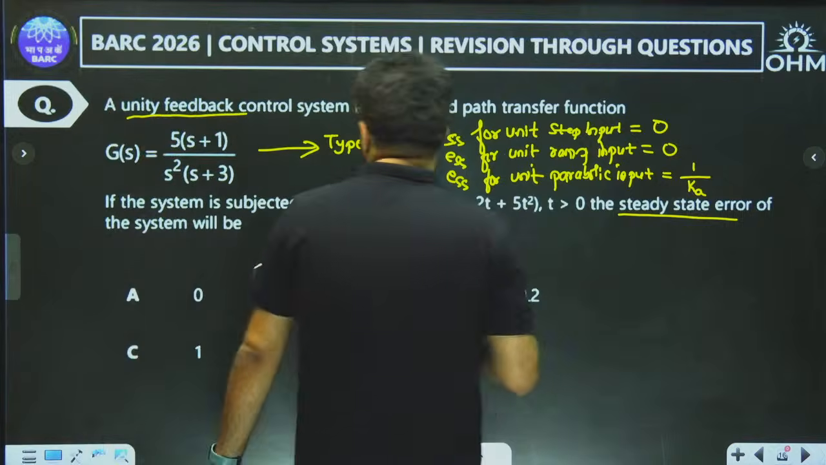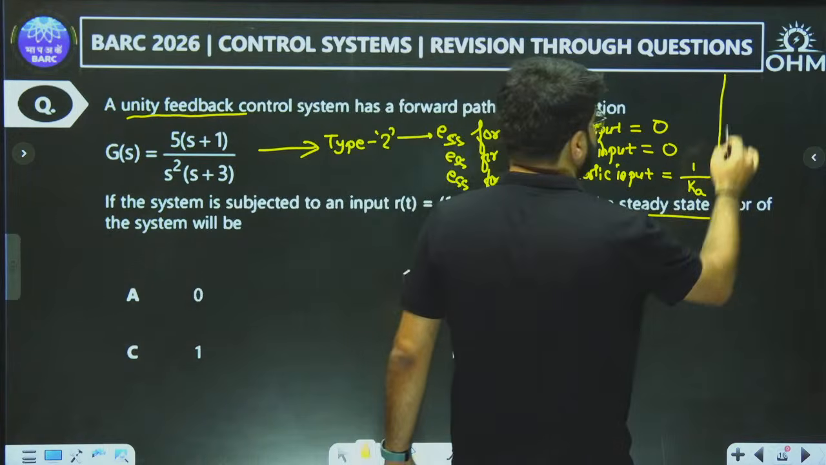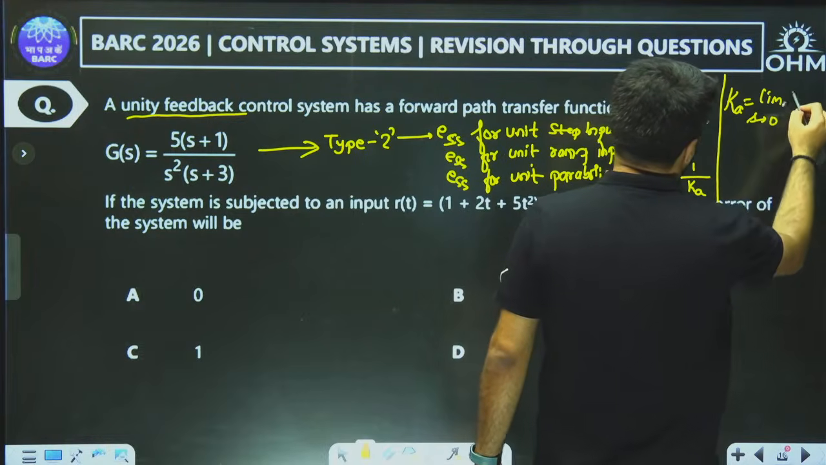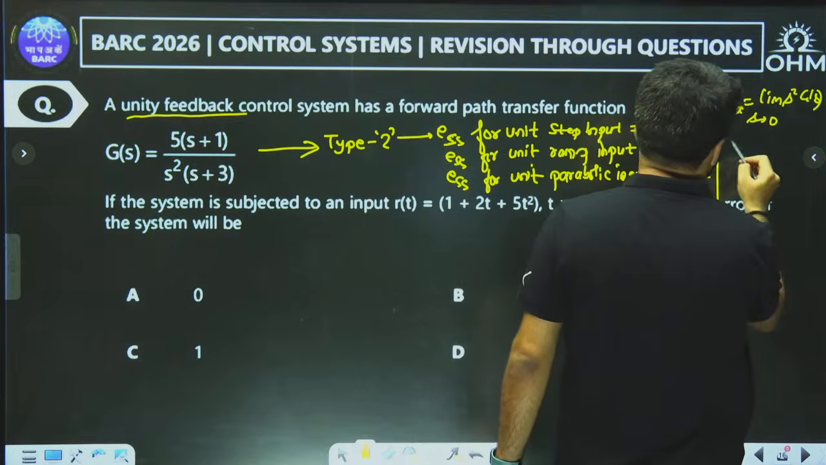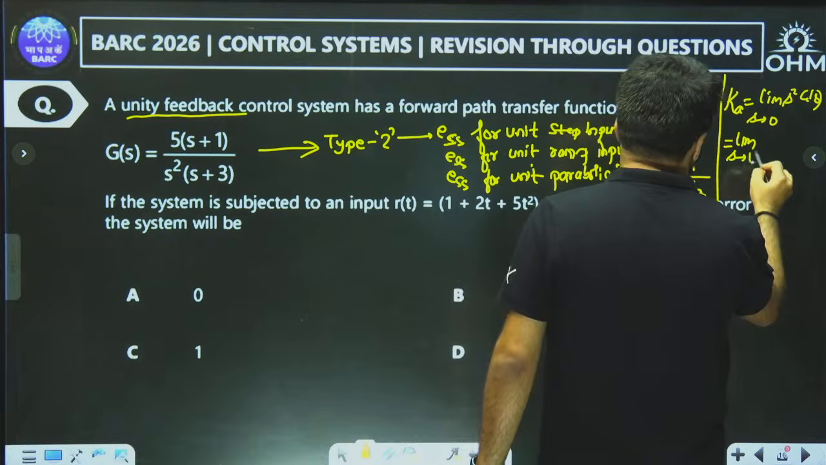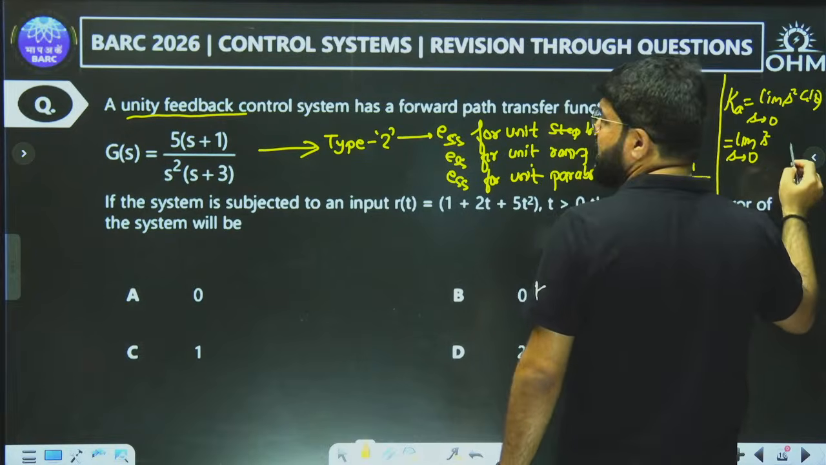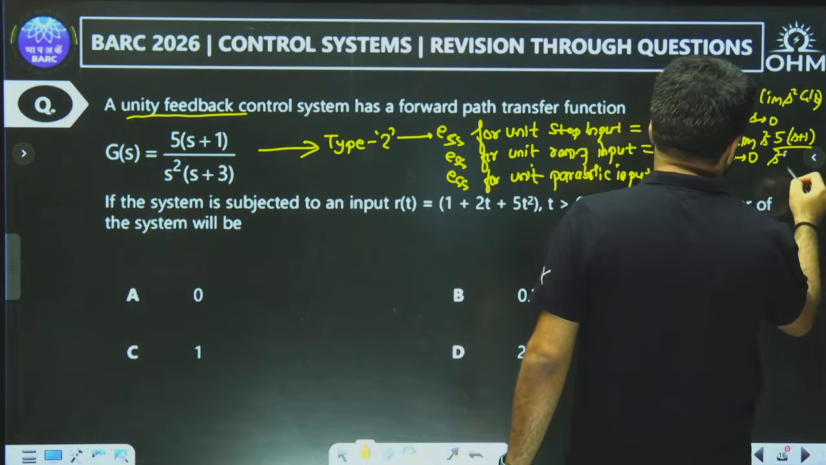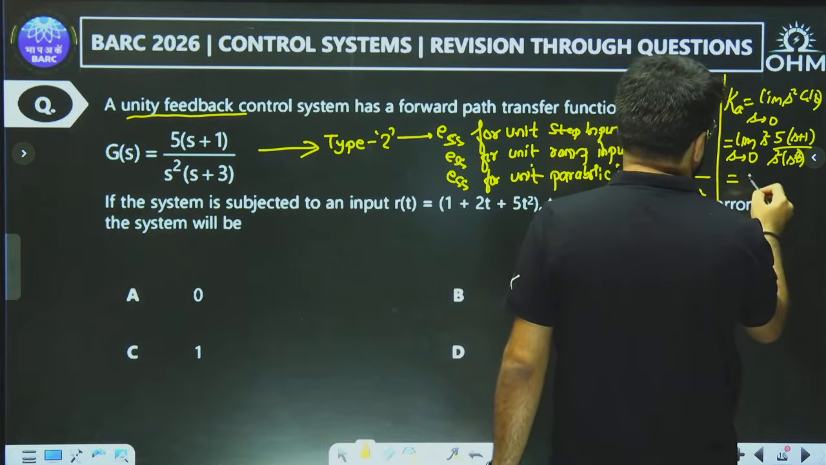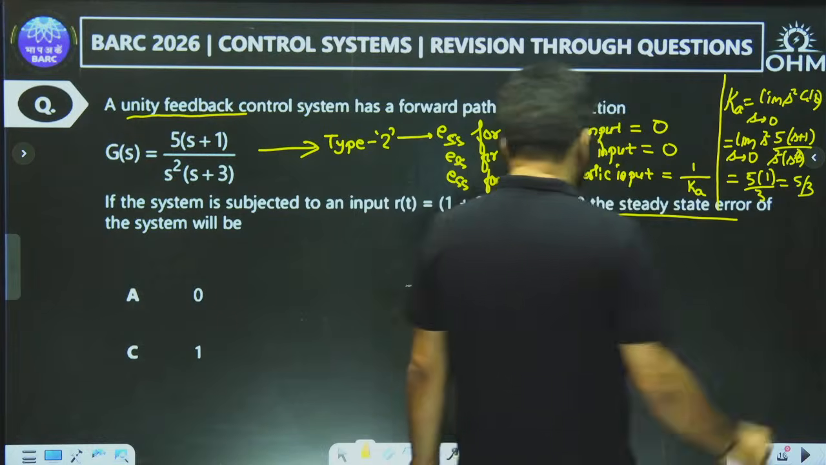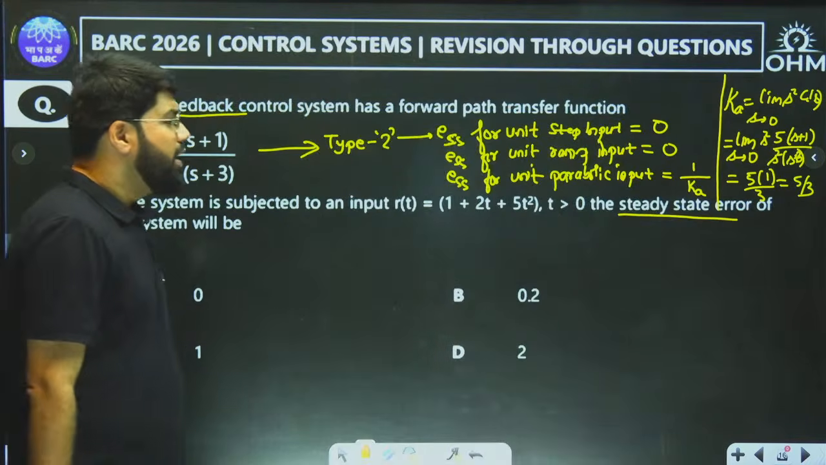Okay, now what is the Ka value here? Ka is given by the formula limit s tending to 0, s square multiplied by G(s). So limit s tending to 0, s square multiplied by G(s), which is (5s plus 1) upon s square into (s plus 3). This s square factor will get cancelled and you will have the answer 5 into 1 divided by 3. So this Ka is 5 by 3. Okay, Ka is 5 by 3.